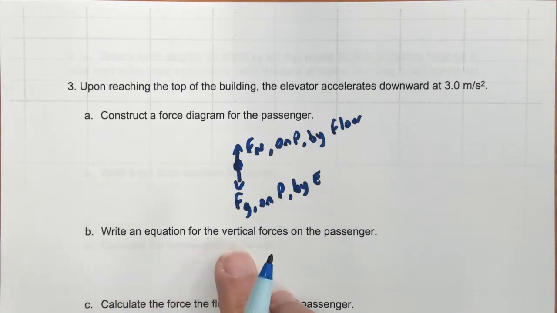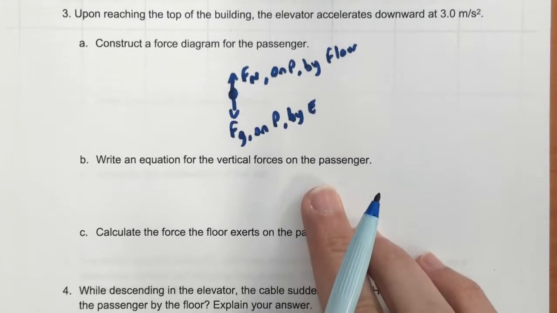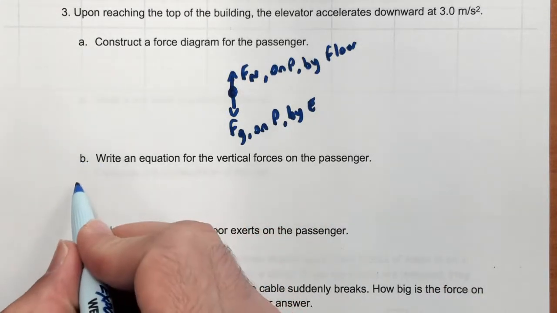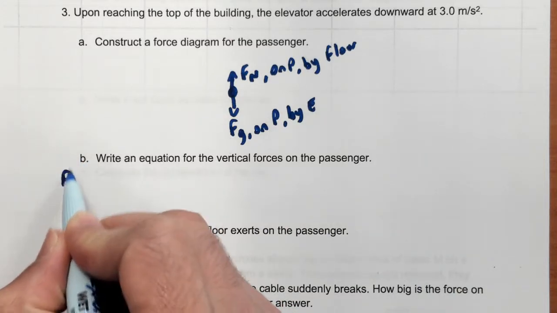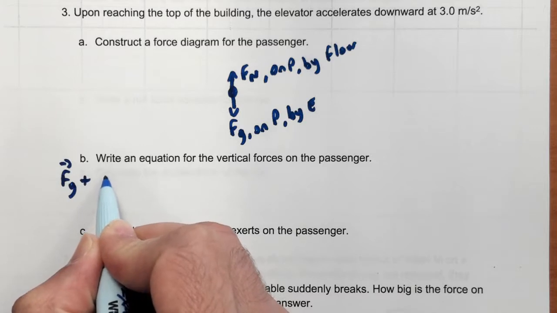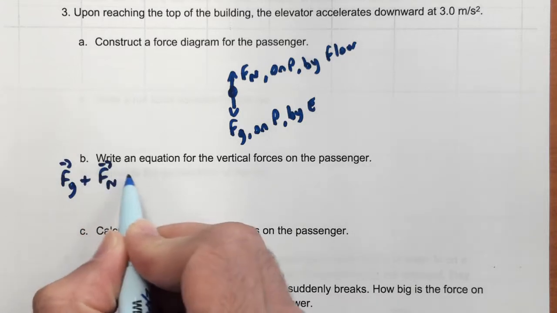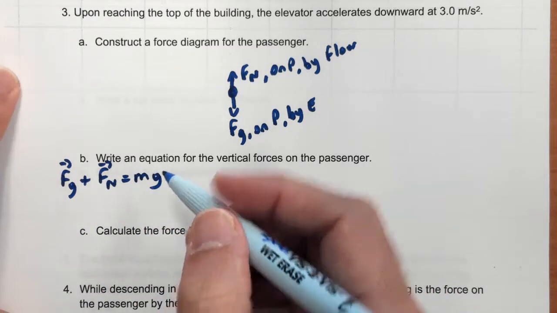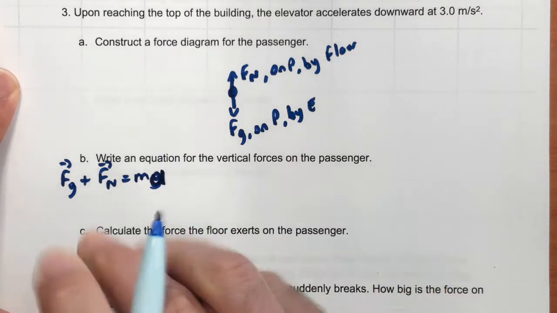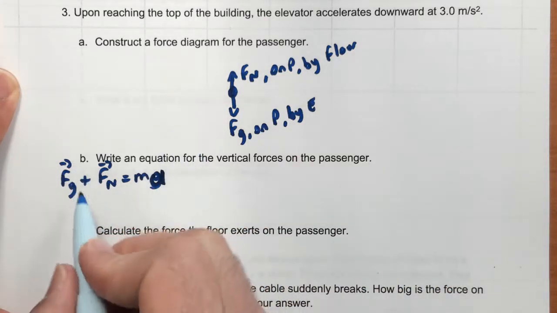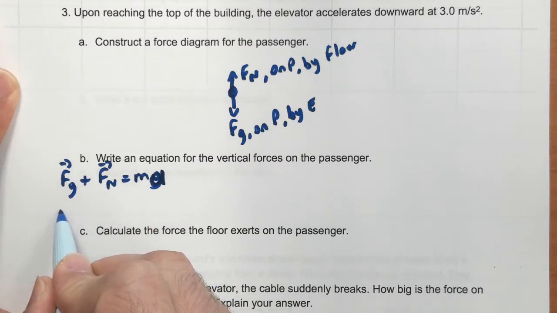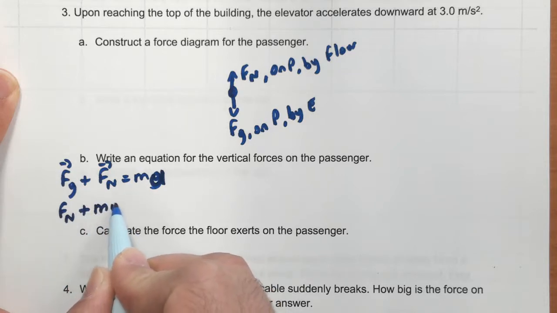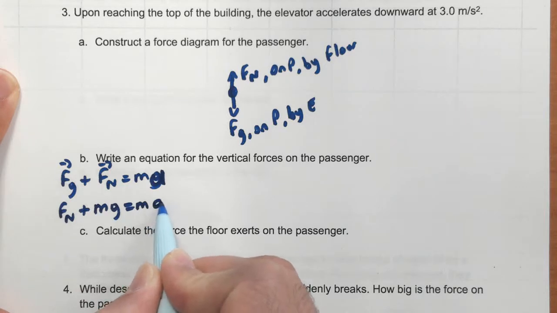Write an equation for the vertical forces on the passenger. So right now let's write down. Force of gravity pulling down, okay, in this case let me put the vector sign. Force of gravity, force of normal equals mass times acceleration. Oh, I put G again, this should be A. So here, the normal force plus m times g equals m times a.